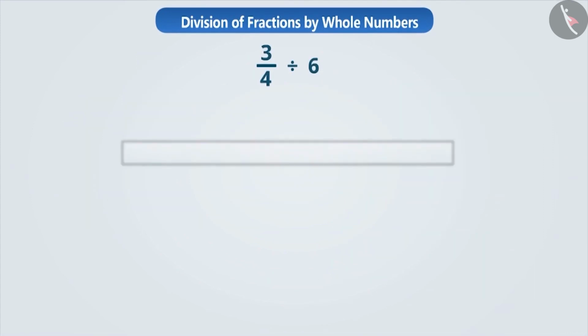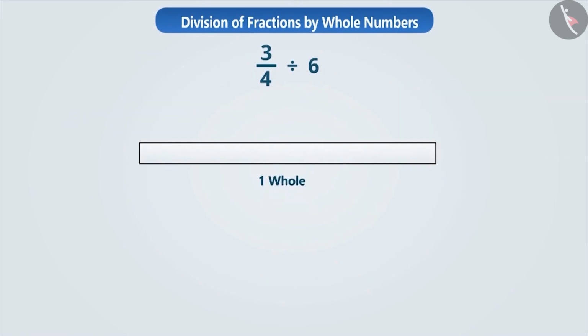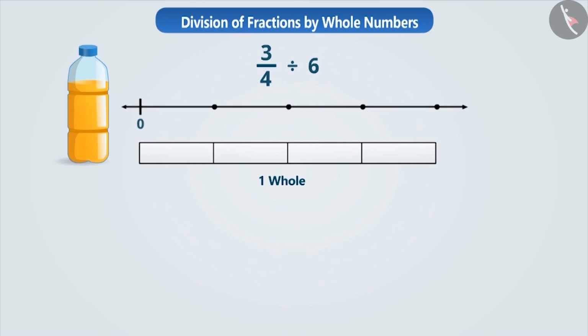Suppose we consider this strip to be a whole number. The bottle contains 3/4 liter juice. To represent it, we will make 4 equal parts of the strip. On the number line, the first part will be expressed as 1 by 4. The second will be expressed as 2 by 4. The third will be expressed as 3 by 4 and the fourth as 4 by 4. That is 1.